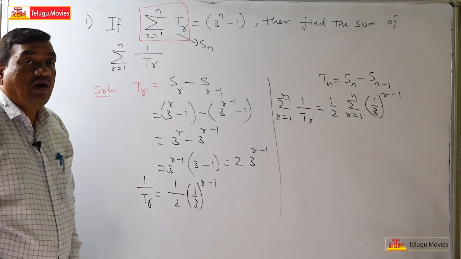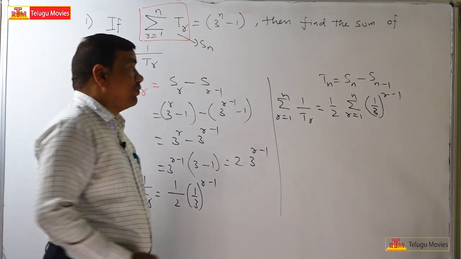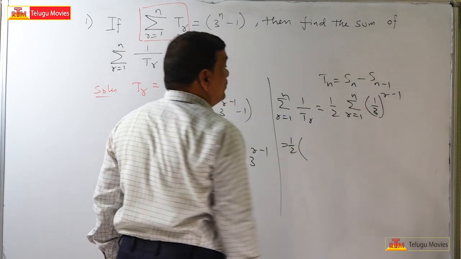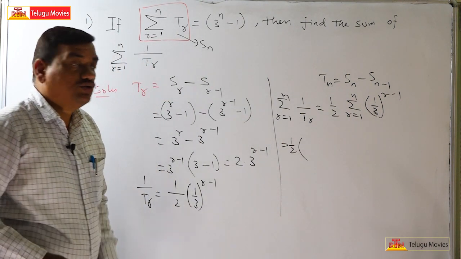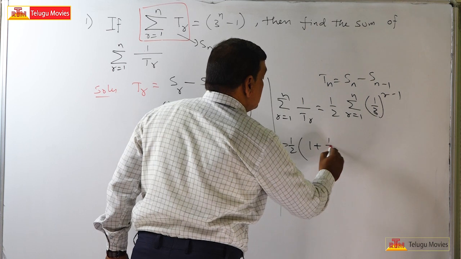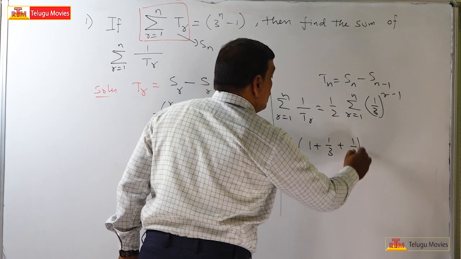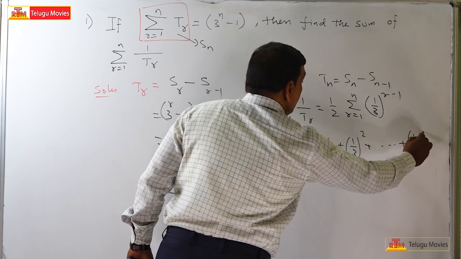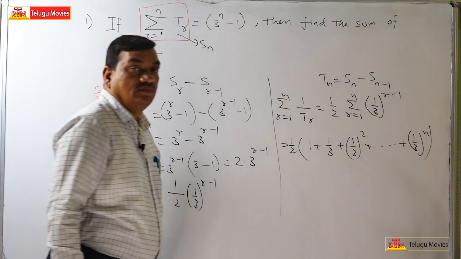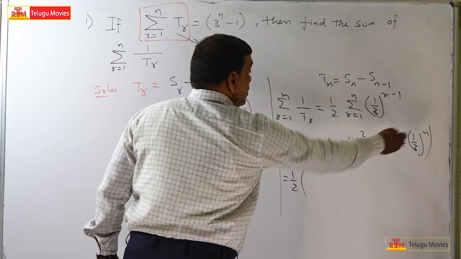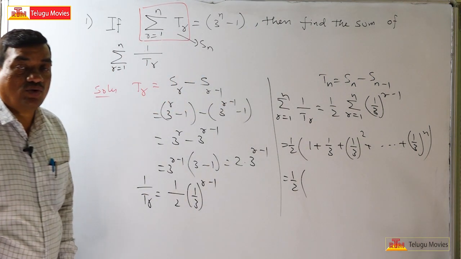Definitely that sigma gives a geometric progression. So that is equal to 1 by 2 into the sum r runs from 1 to n. Put r is equal to 1. If you put r is equal to 1, what happens? This is 1 plus 1 by 3 plus 1 by 3 square plus so on, up to 1 by 3 whole power n minus 1. Understand? So this is equal to 1 by 2 into, clearly, a geometric progression.